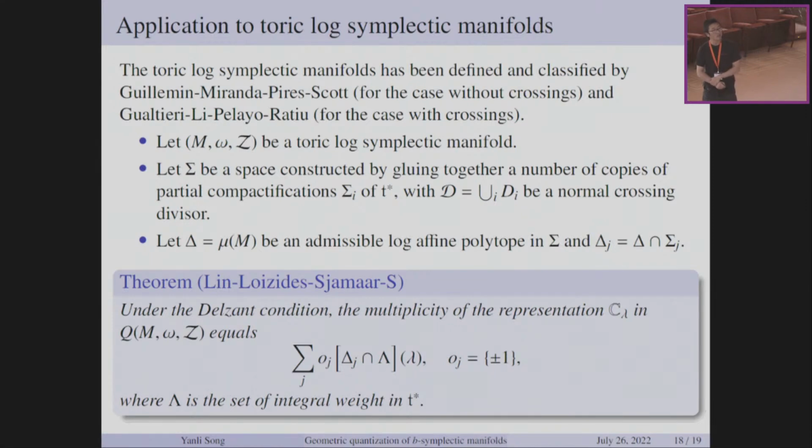And then you intersect with the integral weights. So this Λ is the set of integral weights in t* that you want to see whether λ lies in here or not. But since you have to worry about orientation, you need to throw in ε_j, plus or minus, depending on how you cover this space. So that is to say, the quantization of this toric symplectic manifold is completely determined by the weights covered by the image of the momentum map. But of course, here you need to count the plus or minus sign. This is one application of quantization commutes with reduction to toric symplectic manifolds.